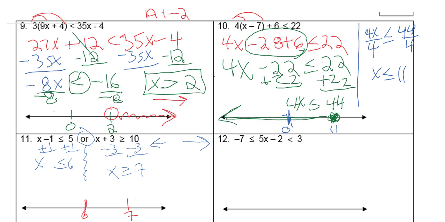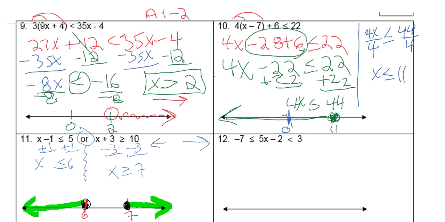And we'll simply indicate that by drawing a closed circle. Closed circle for the 7. And we'll just shade this direction, and shade over here in this direction. And so that's an example of an OR problem. Let's do an AND problem.